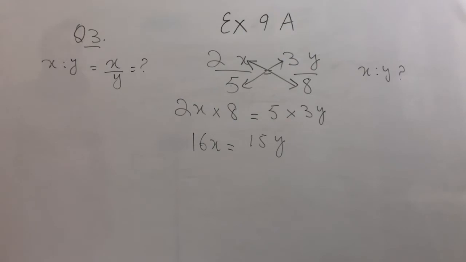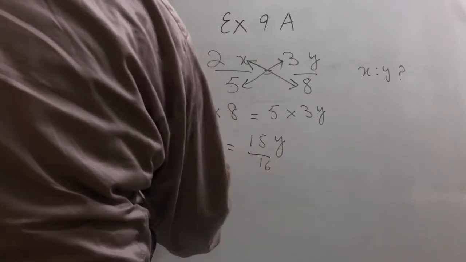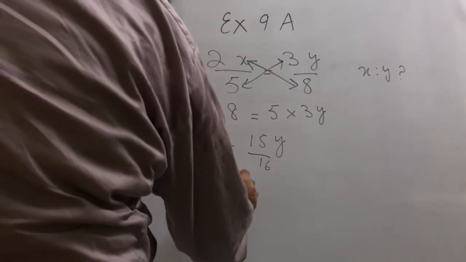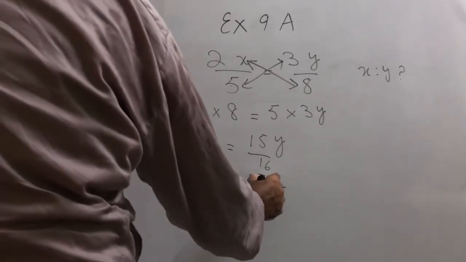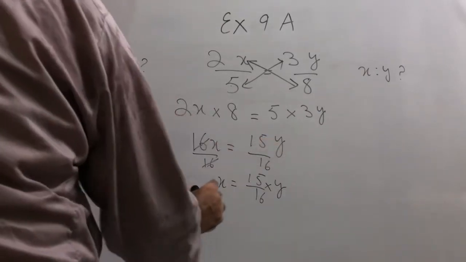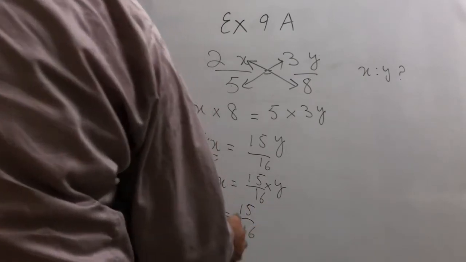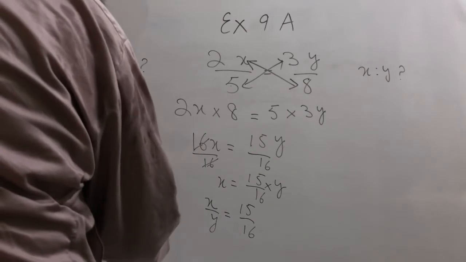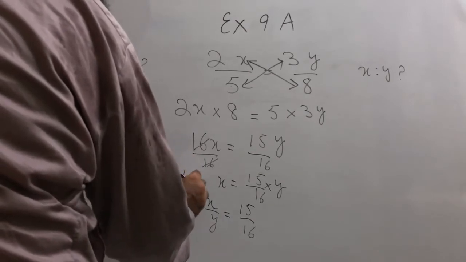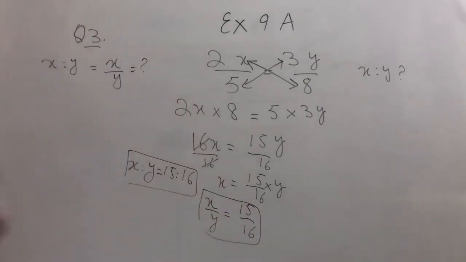We need x over y. So we will divide this with 16 and this with 16, and we get x is equal to 15 over 16 y. Y is in multiplication. When we take y to this side, it will be divided. x over y is equal to 15 over 16. So we can write it like this: x ratio y is equal to 15 ratio 16. This and this both are the same.